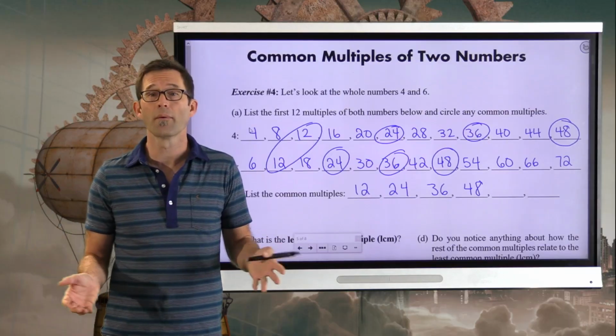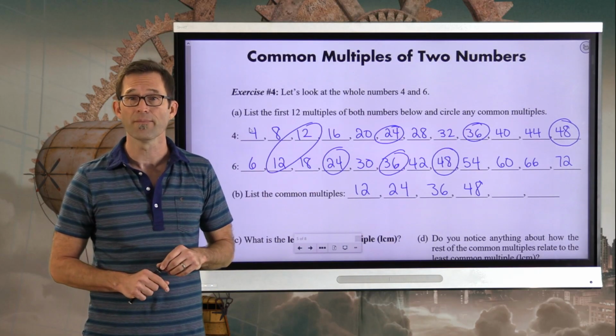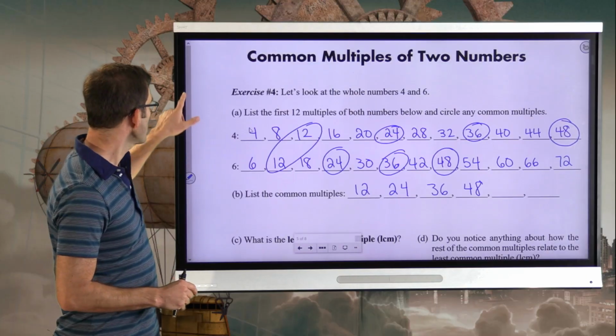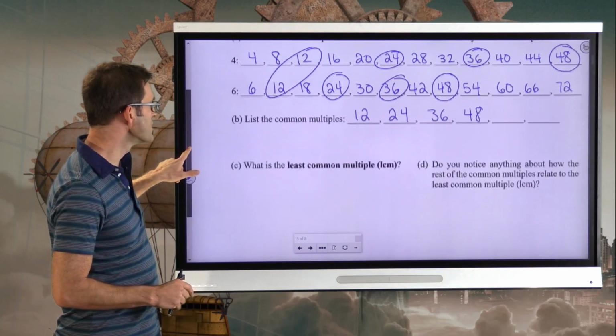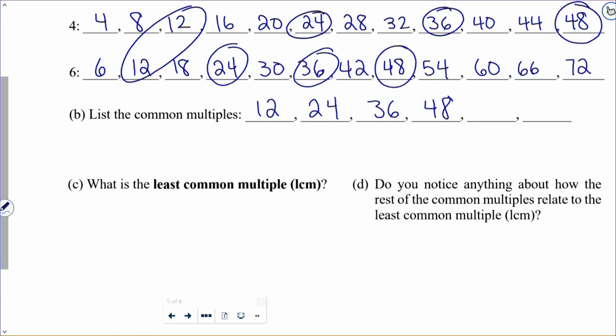There's a lot more common multiples that these two have, but those are the 4 so far that we see. Now, we're going to ask a couple more questions here though. Letter C asks, what is the least common multiple, oftentimes abbreviated as the LCM?